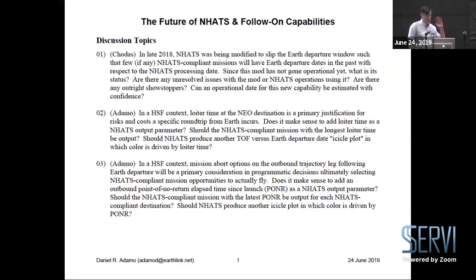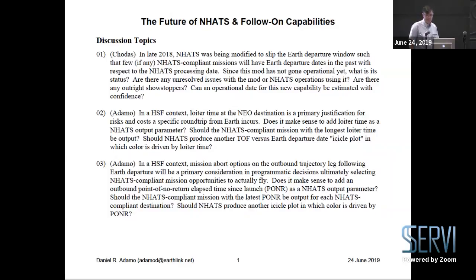If you get beyond that on your way out to the near Earth object, you don't have the resources to get back anymore. You must commit to flying the whole outbound leg, staying at the near Earth object for however long, and then coming back, pretty much flying the whole as-planned mission. So this point of no return is really important in selecting the object as well. Should the NHATS compliant mission with the latest point of no return be output for each NHATS compliant destination? Should NHATS produce another icicle plot in which color is driven by point of no return?